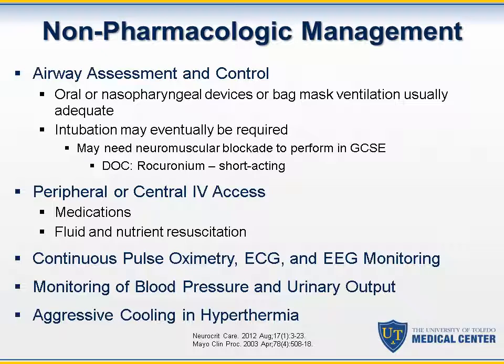You want to obtain peripheral or central IV access for drugs and fluid and nutrient resuscitation, and you should consider giving thiamine in patients who may be deficient. And you also want to have continuous pulse oximetry, ECG, and EEG monitoring of blood pressure and urinary output. And similar to the principles in cardiac arrest, you want to do aggressive cooling of hyperthermia, as uncontrolled hyperthermia increases neuronal damage.